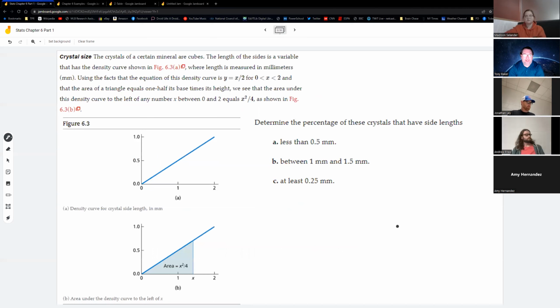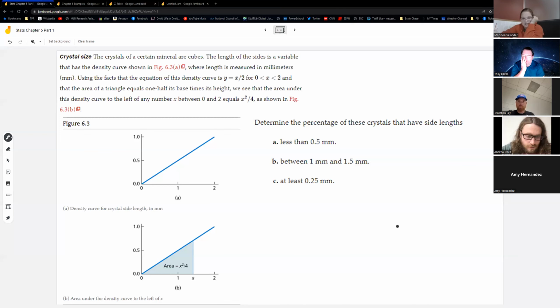So let's look at this problem first, which is not a normal curve, but it's going to give us a general idea of how a normal curve works, what it means, and the information that we get from it. This is just the crystal size. They gave me the curve y equals x over 2, which is basically just a linear equation, y equals 1/2 x. So you can see the line going straight up.